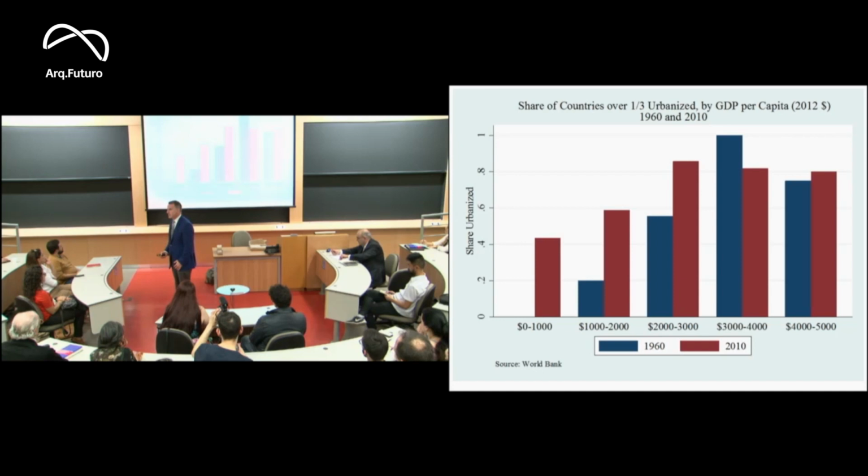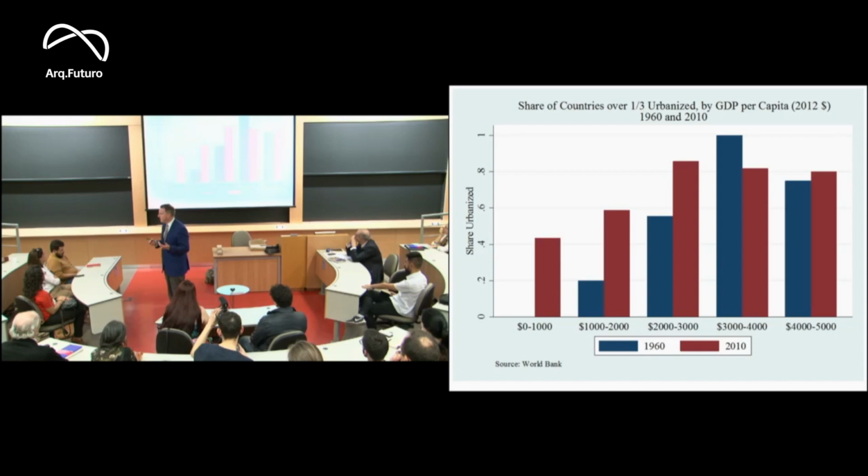What you can see is that if I go back to 1960, shown by the blue lines, look at the between $4,000 and $5,000. In 1960, 80% of the countries with per capita incomes in modern dollars between $4,000 and $5,000 were more than one-third urban. It's about the same amount today. Countries that are that rich were urban then and they are urban now.